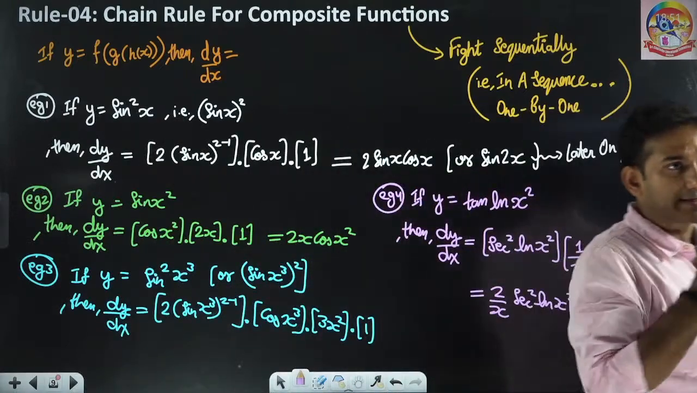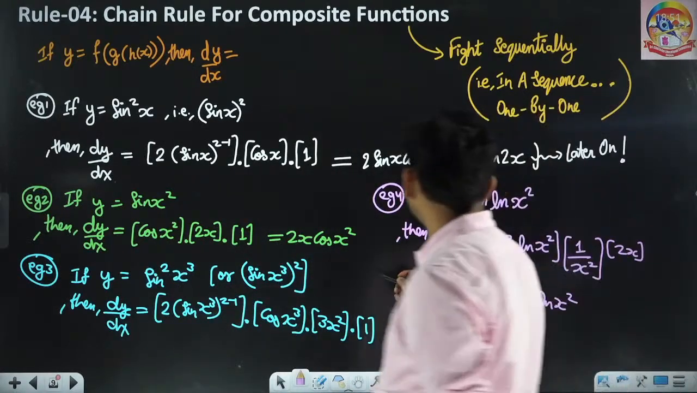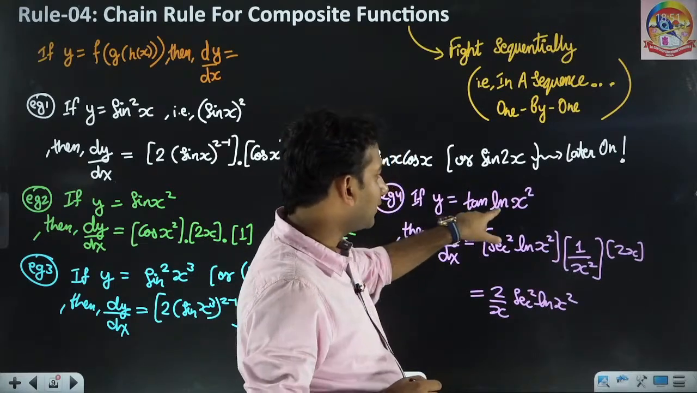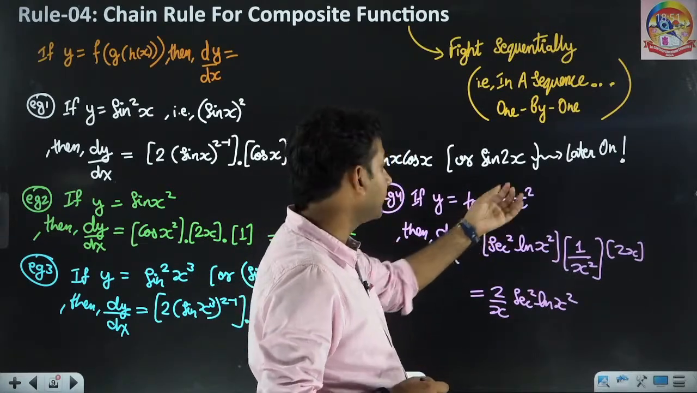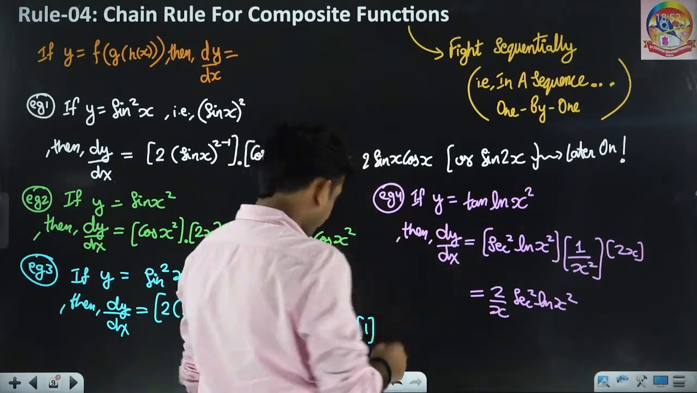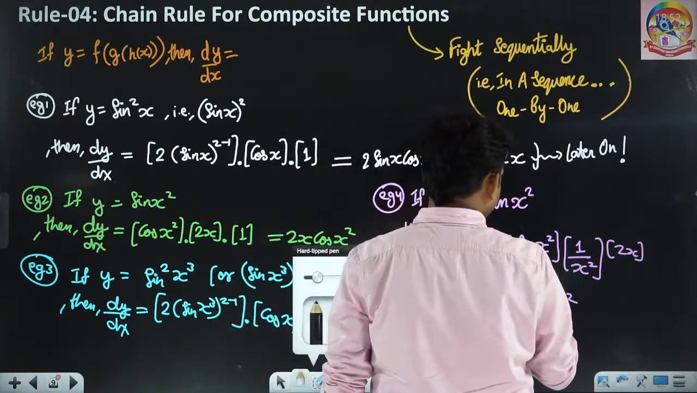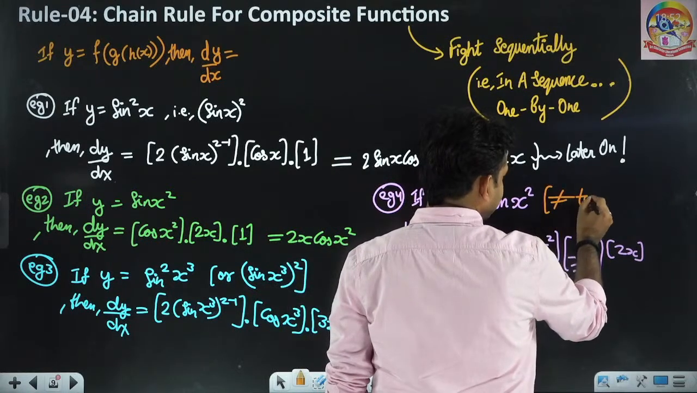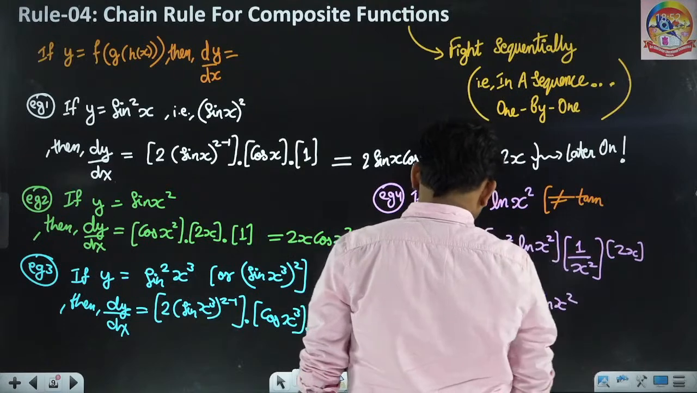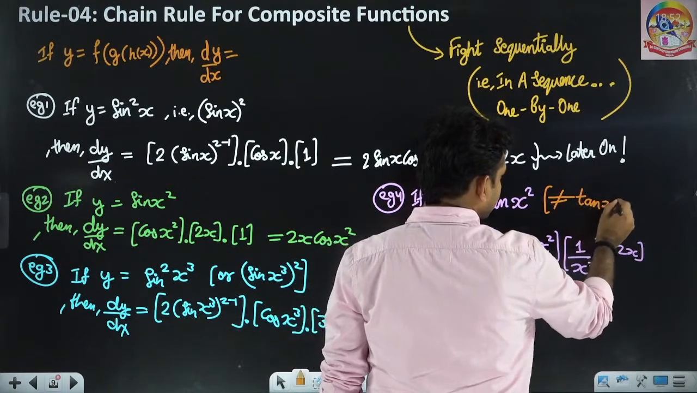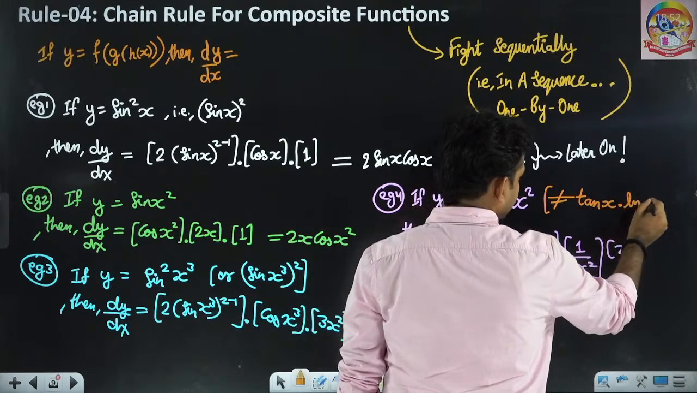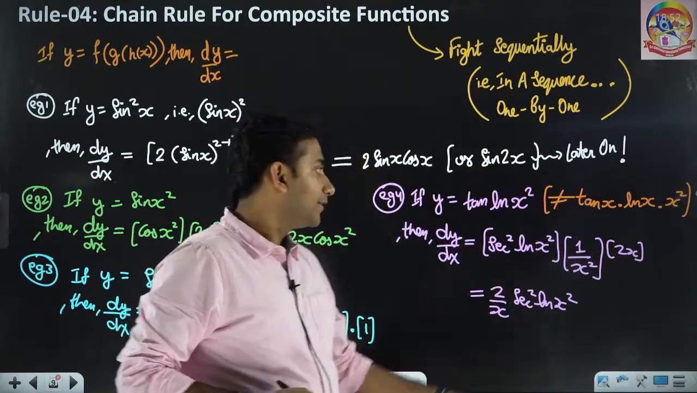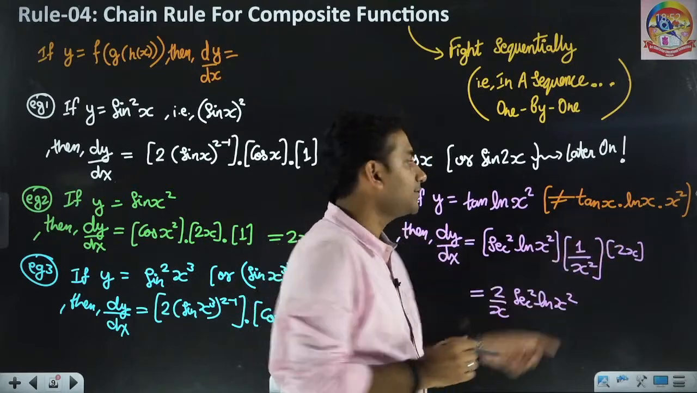Sir, please explain example 4. Okay, I'll explain example 4. It might look to you like tan and ln are multiplied with x square, but that is not true. See, you need to understand that it's not equal to tan x ln x x square. It's not equal to this. These would be the three functions in multiplication.